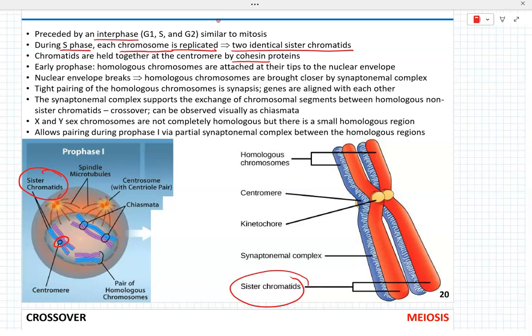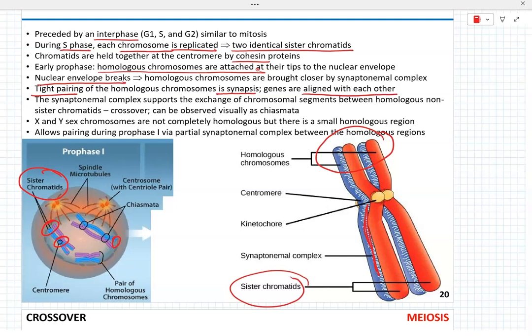During early prophase, these homologous chromosomes are attached at the nuclear envelope. And when the nuclear envelope breaks, the homologous chromosomes form a tetrad, a pair, using the proteins of the so-called synaptonemal complex, shown here as these white fibers. When two homologous chromosomes tightly pair, it's called synapsis. During synapsis, the corresponding alleles of the same genes are aligned with each other.